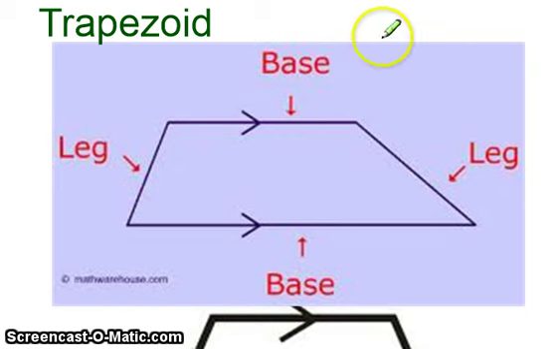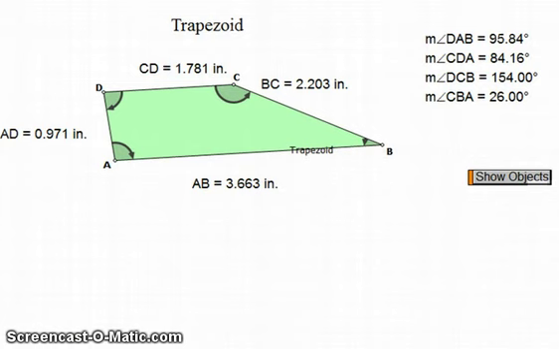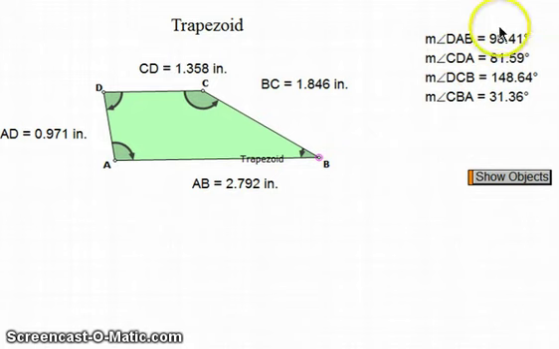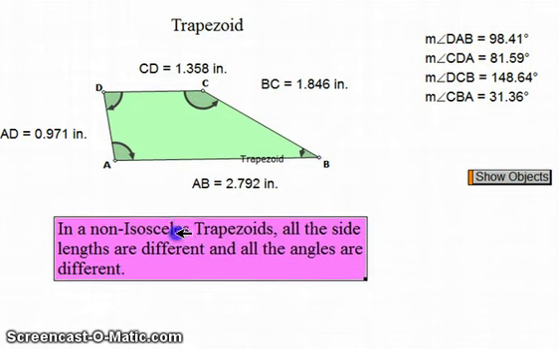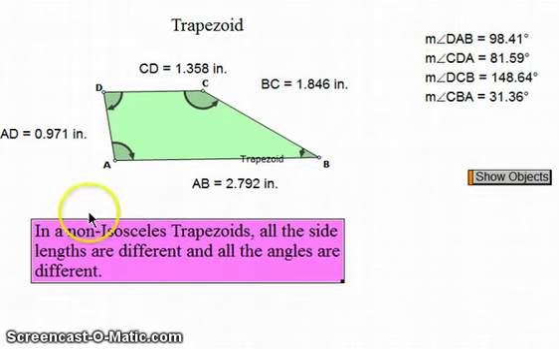Regular trapezoids are not as interesting as isosceles trapezoids, so we're going to take a look at the two different types of trapezoids. Here we have a trapezoid, and as you can see, there seems to be nothing special about the side lengths. In a non-isosceles trapezoid, all the side lengths are different and all the angles are different.